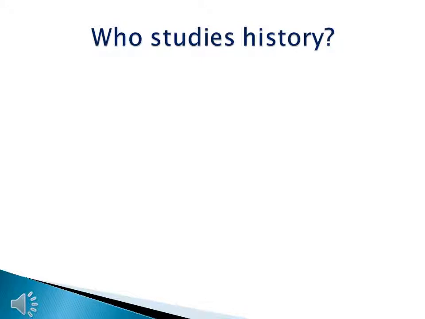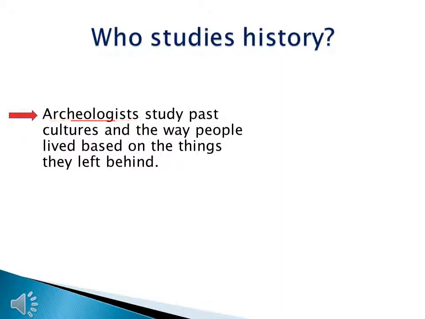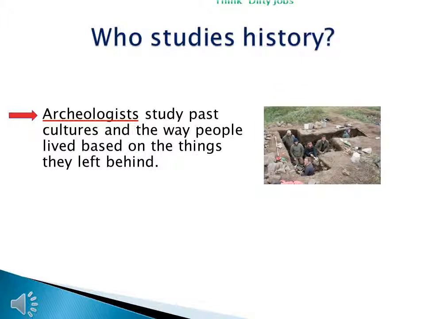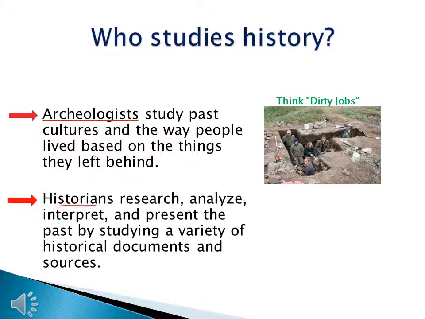History and time aren't the only two things that need to work together. Two groups of people are going to come together in order to explain what happened in our past. Group number one are archaeologists. Archaeologists study past cultures and the way people lived based on the things they left behind. As you can see, those folks are digging in the dirt looking for those things. We call them artifacts.